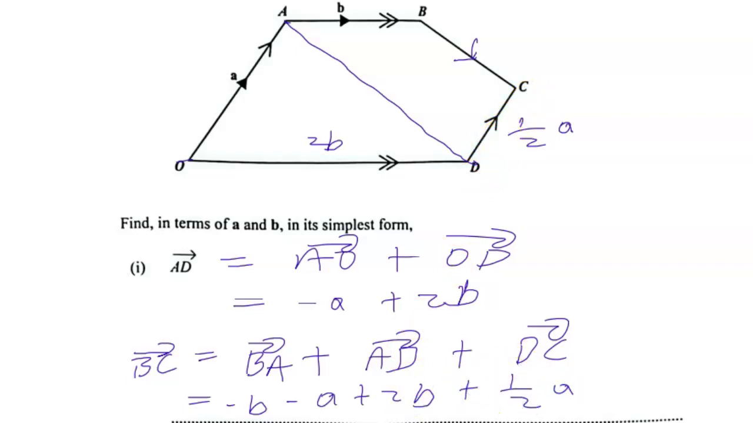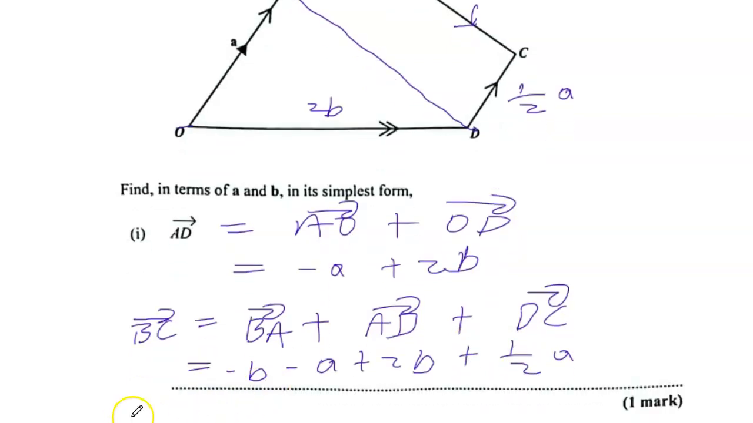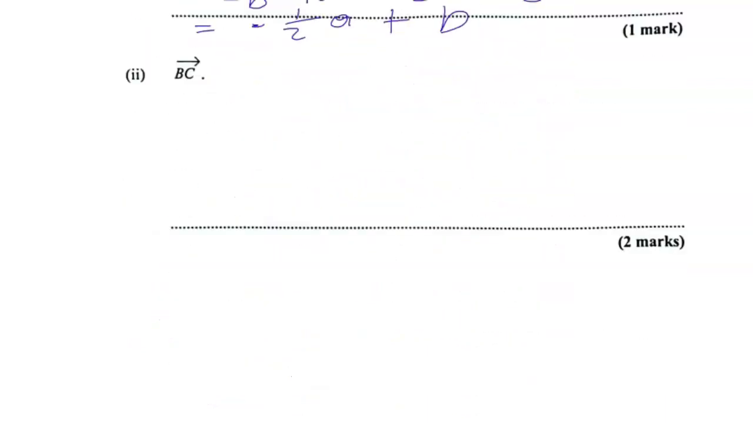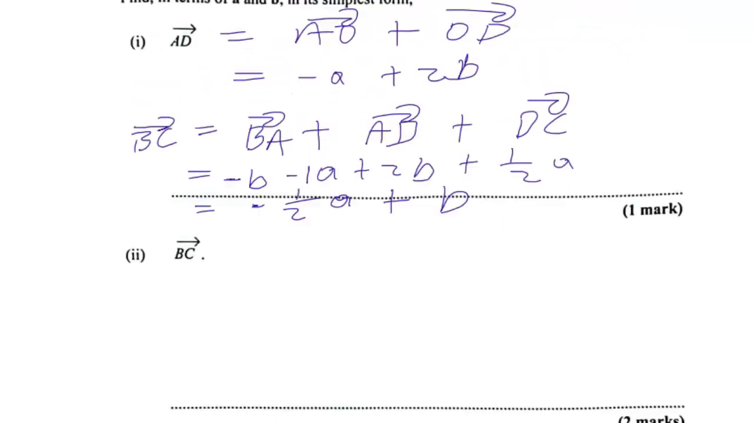So we group the like terms now. We group the a's: negative 1a plus half a. Negative 1 plus half, that's negative half, so this is negative half a. And we group the b's: negative 1b plus 2b, that's actually 1b, so that's b. So BC is negative half a plus b. I'll keep it up there so we can look at the diagram while we're doing it.